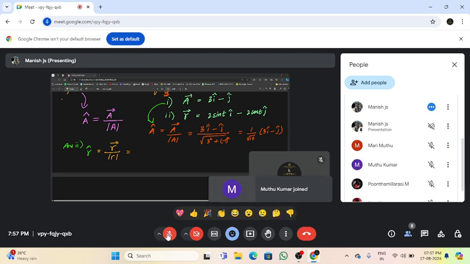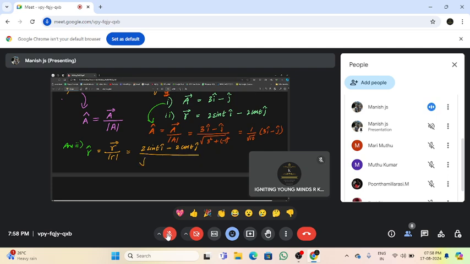Yes, sir. 2 sine t i cap minus 2 cos t j cap by, 4 sine square t plus 4 cos square t, taking inside root, and it becomes 2, since sine square t plus cos square t is 1. Okay, yes. That's how you do it.